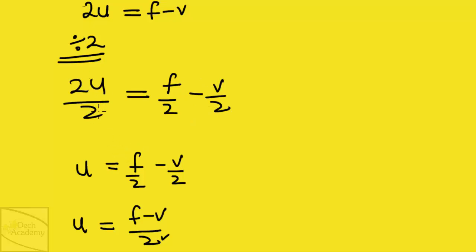This is just a simple case of subtracting algebraic fractions. Here we just divided through by 2, because 2 into here is 1, f over 2 is f over 2, minus v over 2 is v over 2. That's what we have. In this case now, u is the subject of the formula. We have u equals f minus v divided by 2. u only appears on the left hand side, and u is the only term on the left hand side.